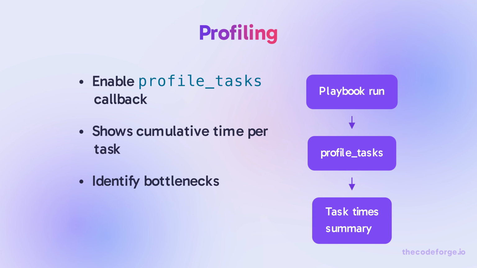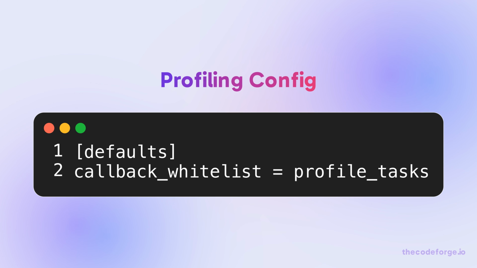The profile_tasks callback plugin prints the execution time of each task at the end of the playbook. This is invaluable for identifying bottlenecks. Enable profile_tasks in ansible.cfg. Run your playbook and review the summary. Tasks with the highest cumulative time are your targets for optimization.